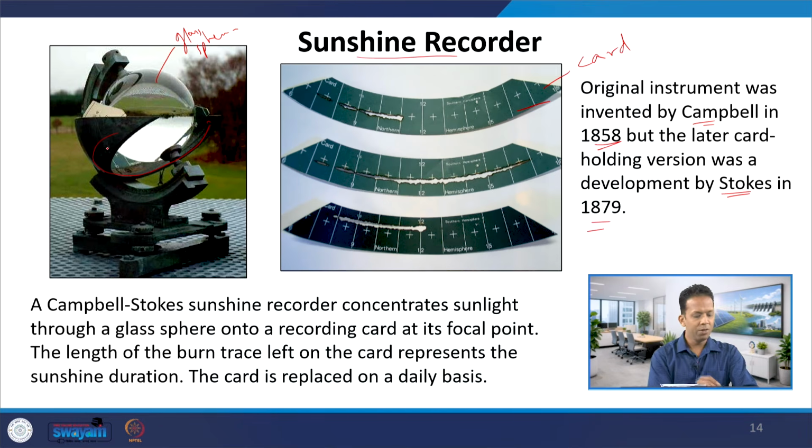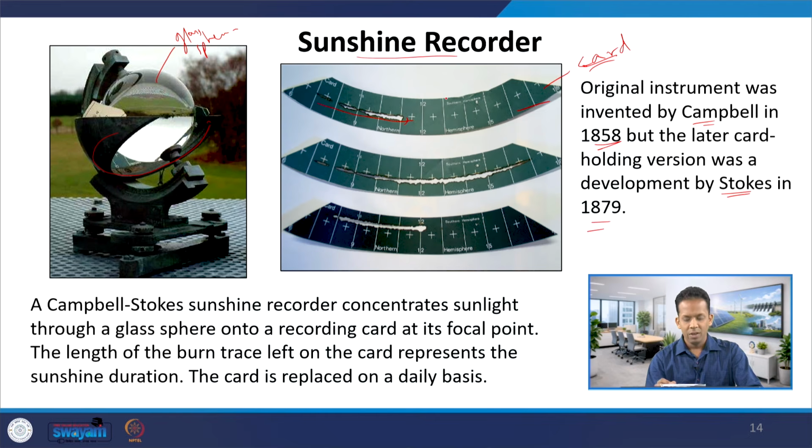These cards are placed so that with the positioning of the sun, as the sun moves from east to west, the radiation gets concentrated through this glass sphere onto this recording sun card, and because of its focal point, it starts burning the card, and the length of the burn will tell us the amount or the duration of sunshine. But the problem with this method was that it's approximate, and these cards needed to be replaced every day.